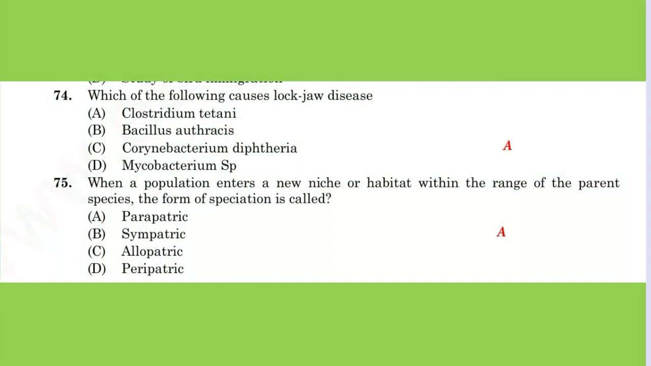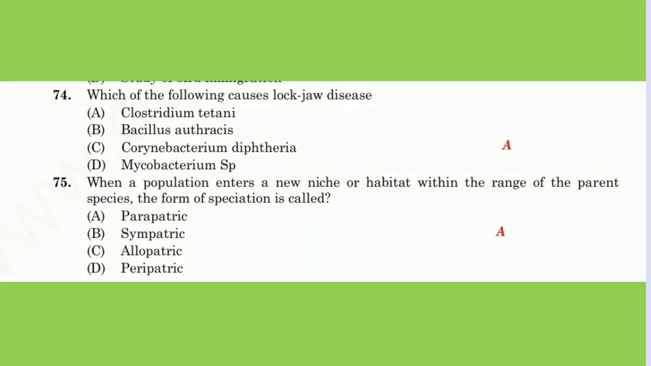Then the next question: when a population enters a new niche or habitat within the range of a parent species, this form of speciation is known as parapatric. Here the population does not get separated, it remains connected with the original one, so it is parapatric. If it has a different niche or a different habitat, then we can say that such speciation will be allopatry. So option A is the answer to this question.